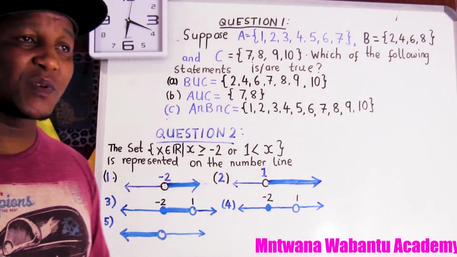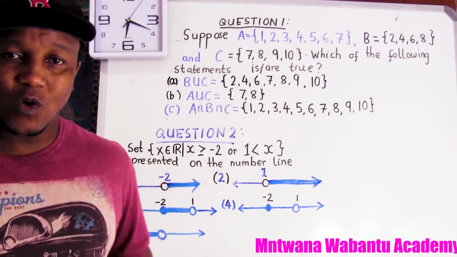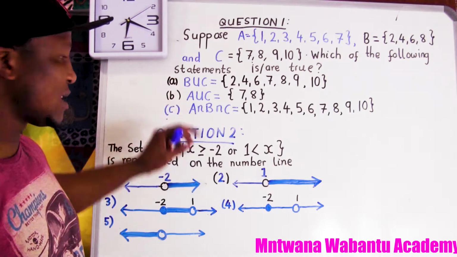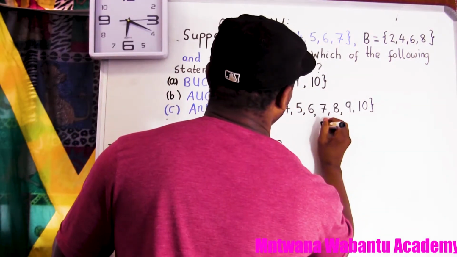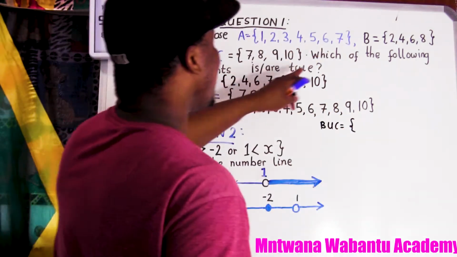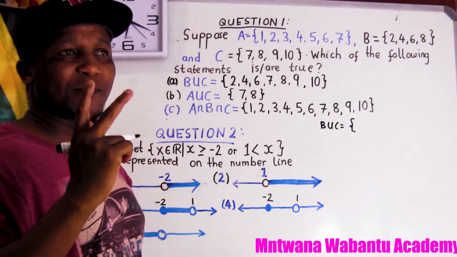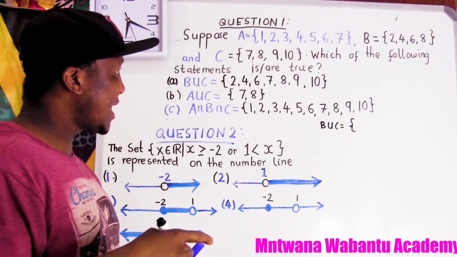Okay, so you can just pick and say this is true, this is not true, or whatever. Let me explain to you quickly so you can have clarity on what each one represents. Let's start with B union C. When they say B union C, what does that mean? It means take all the elements of B, combine them together with C, but anything which appears twice, do not take it twice. Okay, if anything appears twice, don't take it again.